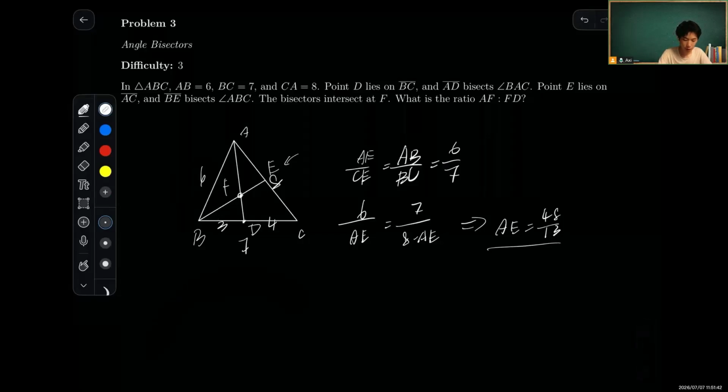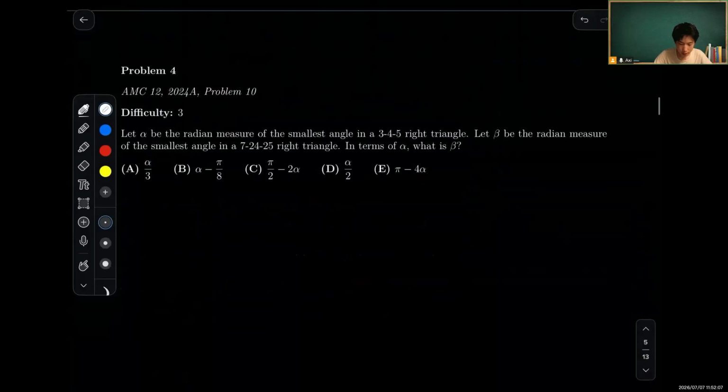So the same theorem applies: AF over FD is equal to AB over BD, which is exactly equal to 2. So I actually trolled you when I said AF over FD is not 2. But of course, this is not the centroid. It just happened that AF is equal to 2FD. Next up, an interesting problem.